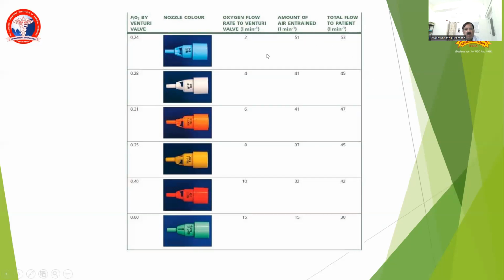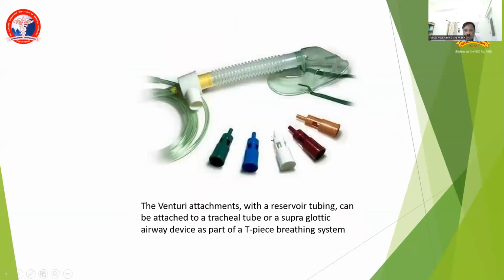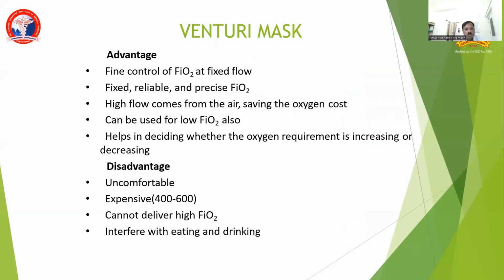Higher the air entrainment, it will maintain the oxygen concentration. Venturi attachment with the reservoir tubing can be attached to a tracheal tube or supraglottic airway device as a part of the T-piece breathing system. Advantages: fine control of FiO2 at a fixed flow, fixed and reliable precise FiO2 supplementation. High flow comes from the air, saving the oxygen cost.